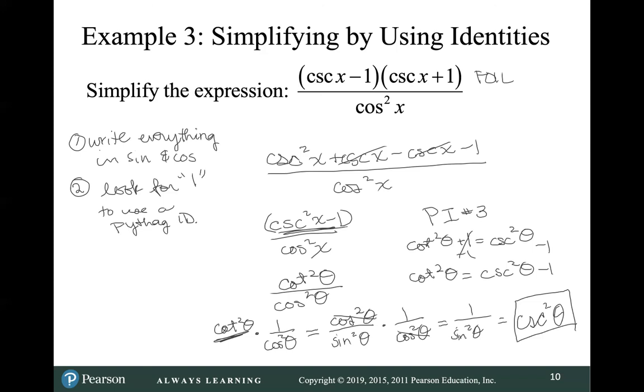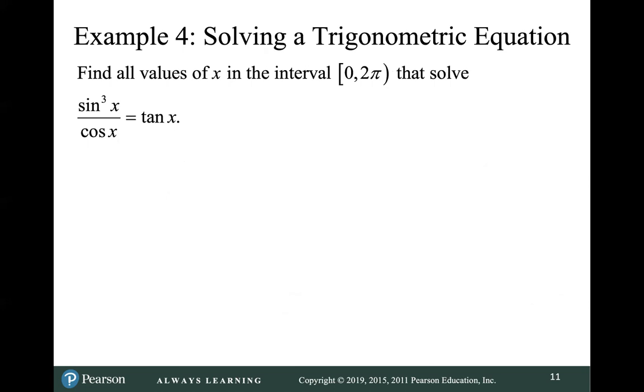Okay. I believe this is our last example here. We want to solve the trigonometric equation. So this time we have an equal sign. We should get a value, x equals something. We want to find all values of x in the interval from 0 to 2 pi. So just the first revolution.